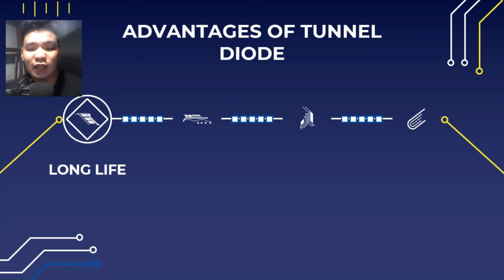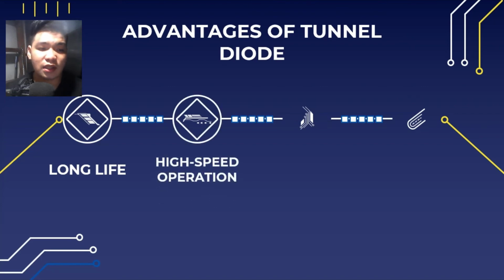And the tunnel diode also has high-speed operation. What we mean by high-speed operation is that the tunnel diode has a lower device that is not frequently used in an electronic circuit. Due to the high-speed switching operation, they are used in small current frequency applications. And those are the two advantages of the tunnel diode.